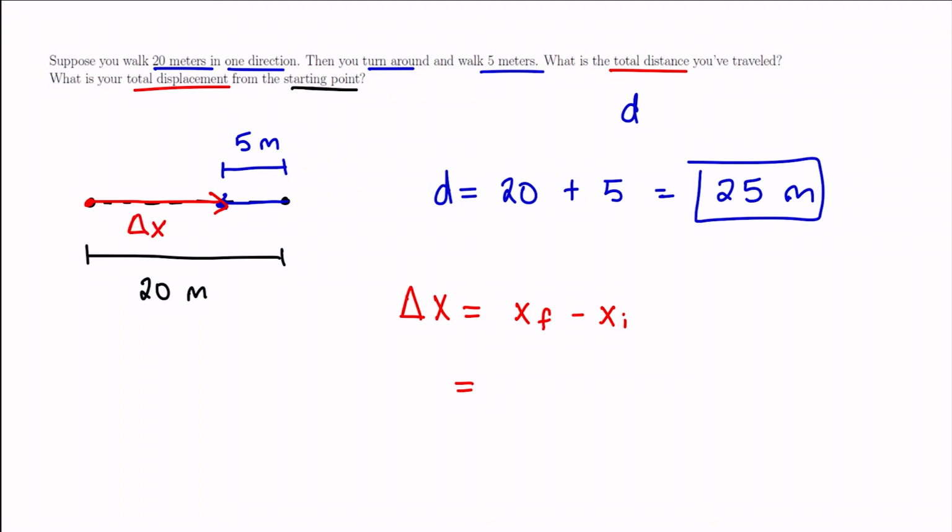xf is the final position from our starting point, and we know that it's 15, because 20 minus 5 is 15. xi, or the initial position, is equal to 0, because that's where we started. 15 minus 0 is just 15 itself, and so the total displacement is 15 meters.